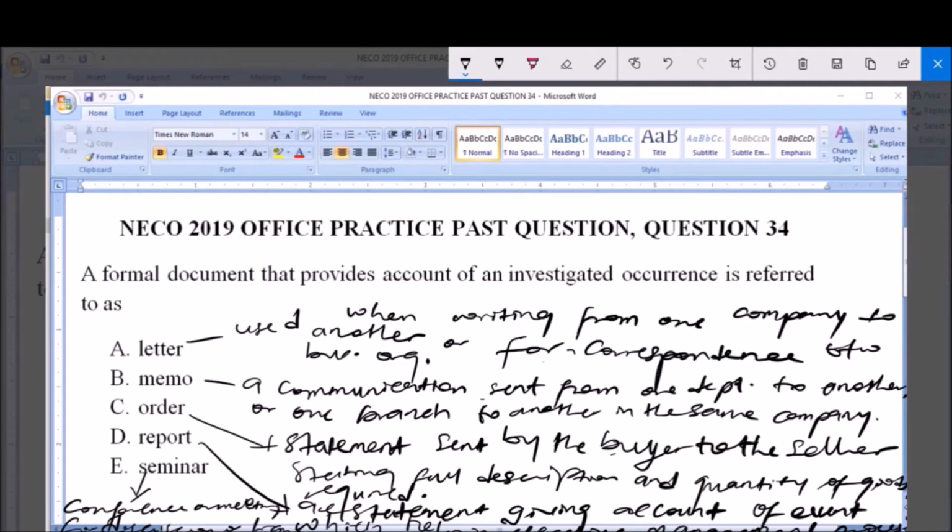Now, you agree with me that this question, a formal document that provides account of an investigated occurrence, is referred to as what? A report, option D. Because a report is a statement that gives account of events that have occurred in an organization for effective management process and decision making. So when an investigation is done on various occurrences in an organization, it is a report that gives the account of these events. Therefore, the answer to this question is option D, reports.